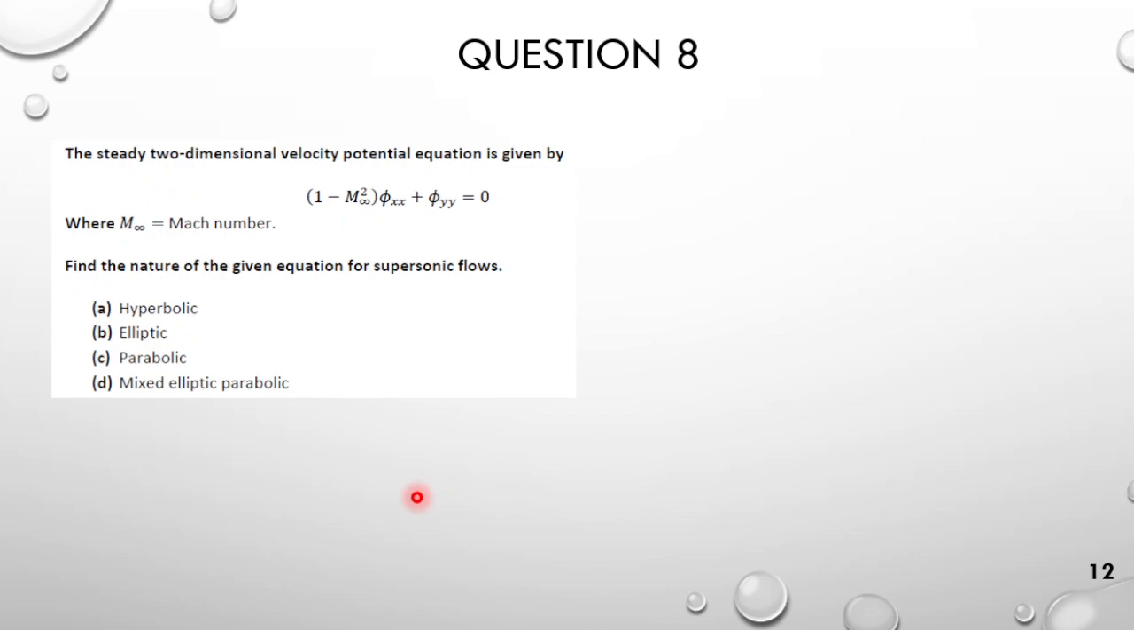So let us move to probably the last question, because we are running out of time. The steady two-dimensional velocity potential equation is given by this particular equation, which involves the Mach number and the partial derivative of a variable.